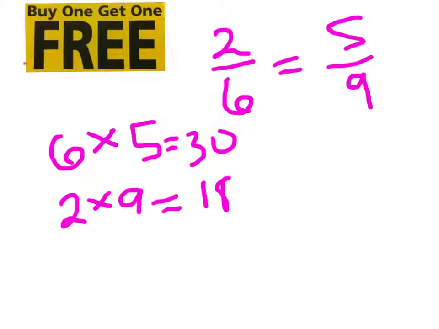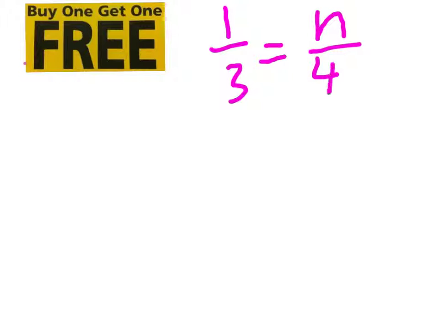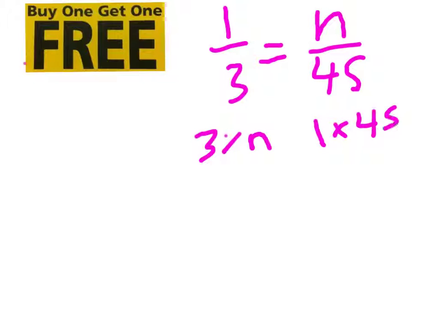To find a missing proportion means to find one of the missing numbers in a proportion. For example, if you have 1/3 equals n/45, we'll use n to represent the missing number. Cross multiply. 3 times n, 45 times 1. 3 times n equals 3n, and 45 times 1 equals 45.